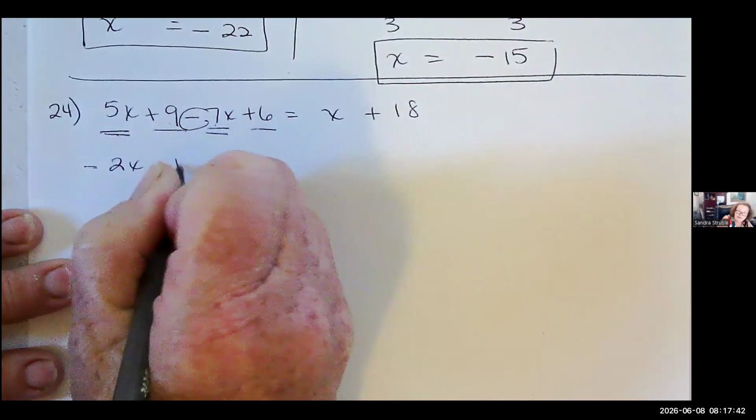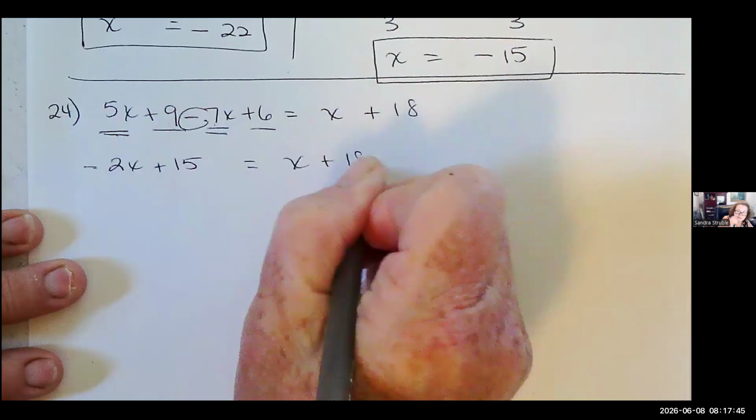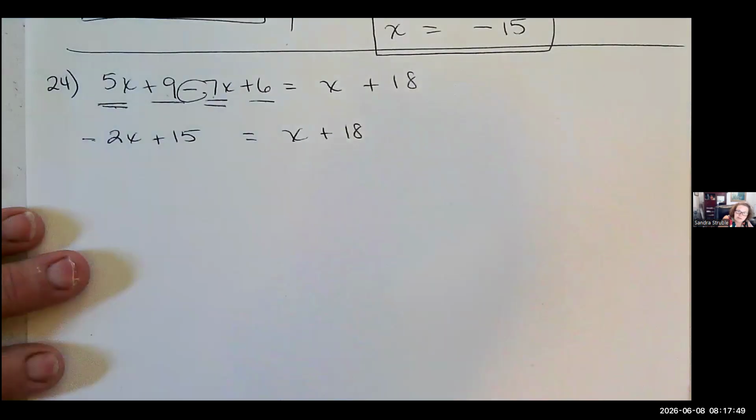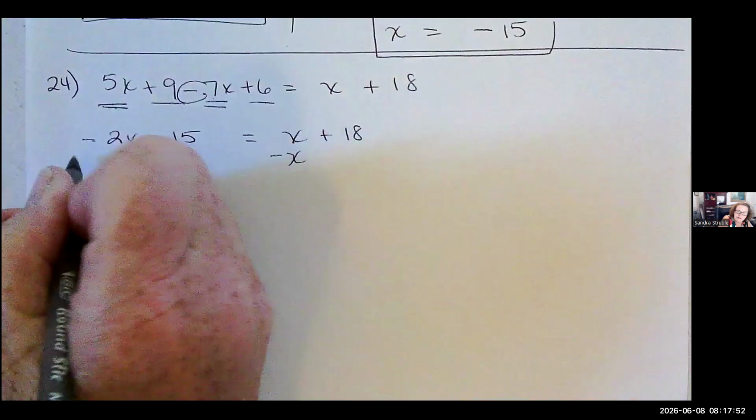Now that we've simplified things as low as we can, we're going to get our x's on one side and our constants on the other. So I'm going to bring my x over, subtracting x from both sides. Gone here.